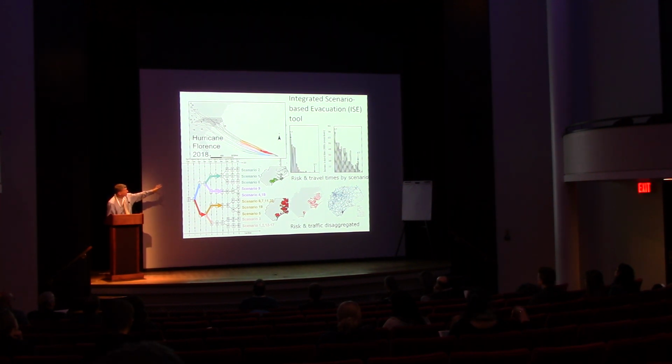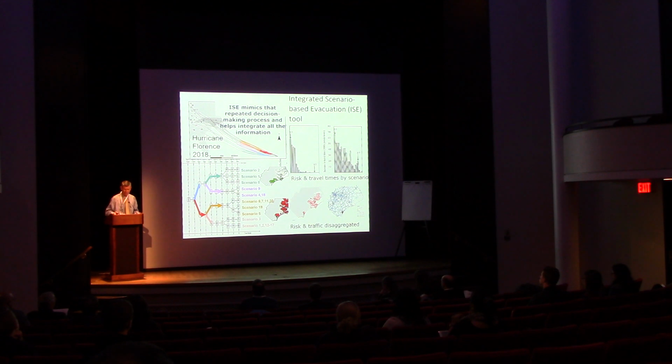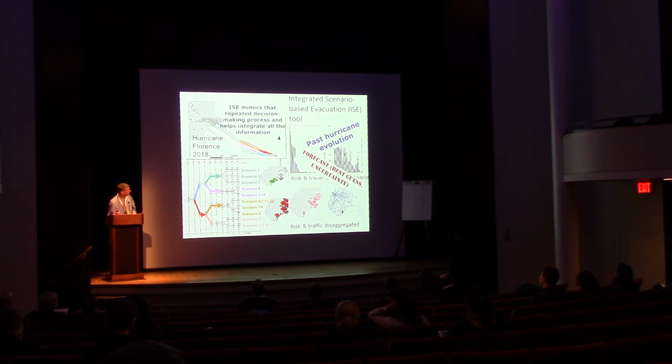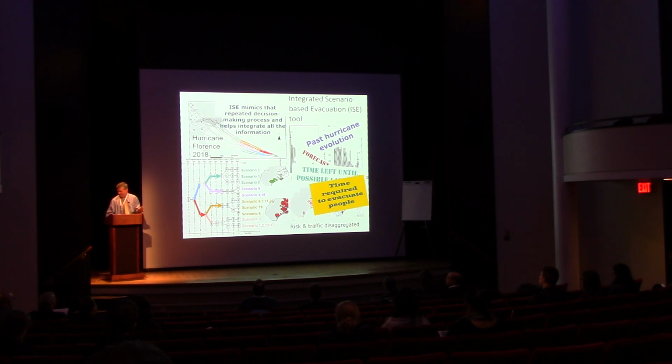But ultimately, each one of these scenarios is run through the hazard models. It's also run through the evacuation models to provide the risk and travel times, and ultimately, in the lower right, the evacuation areas. So this tool is supposed to mimic, in some sense, or help emergency managers integrate all this information. And it's a ton of information, right? This is why it's so challenging, because they have to deal with the past hurricane evolution. I can't read this, but basically the forecast uncertainty, time left until landfall, and then the time to evacuate people, all these factors. These tools are coming online. They're running in research mode now, but I think we're getting close to the point where we can start thinking about this, at least in terms of quasi-operations.